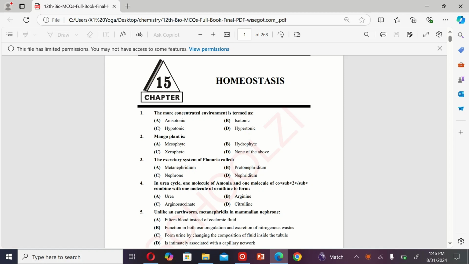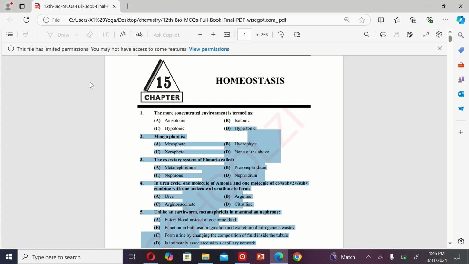Let's get started. The first MCQ is: the more concentrated environment is termed as A. Isotonic, B. Isotonic, C. Hypotonic, and D. Hypertonic. So the correct option is D, hypertonic.